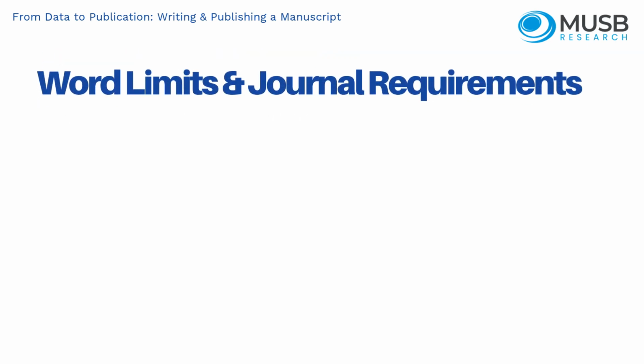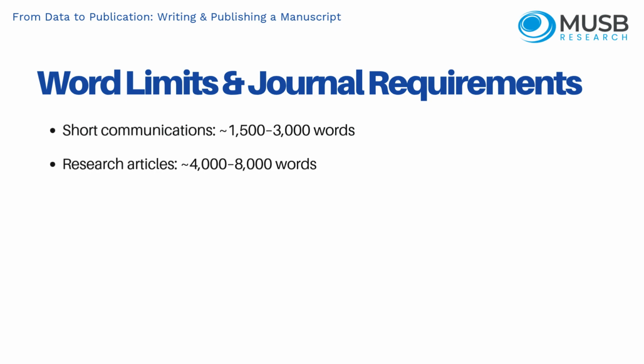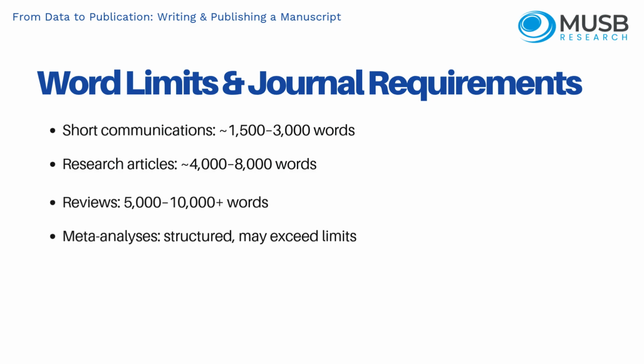Every journal has strict formatting rules. Short communications are concise and limited. Research articles allow more depth. Reviews are typically longer. Some journals restrict figure numbers or references. Engineering journals may emphasize technical appendices. Social science journals may allow longer theory sections. Never start writing without reading the journal's author guidelines carefully.